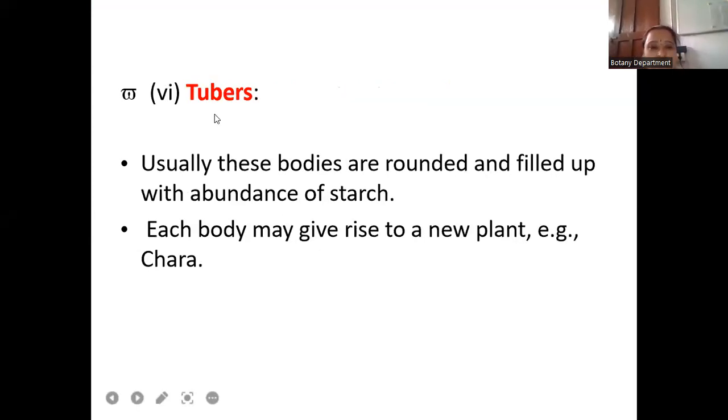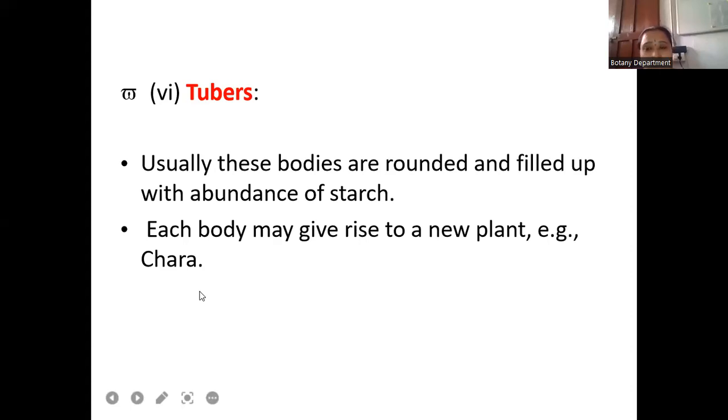Coming to the next one, tubers. You can observe tubers only in a Chlorophycean member, that is Chara, the best example of this vegetative reproduction. In Chara, amylum starch is also produced, which is another type of reproduction. The tubers are rounded and filled with an abundance of starch. Each and every tuber gives rise to a new plant. The best example is Chara, with star-shaped tubers containing amylum starch that form the new Chara plant body.